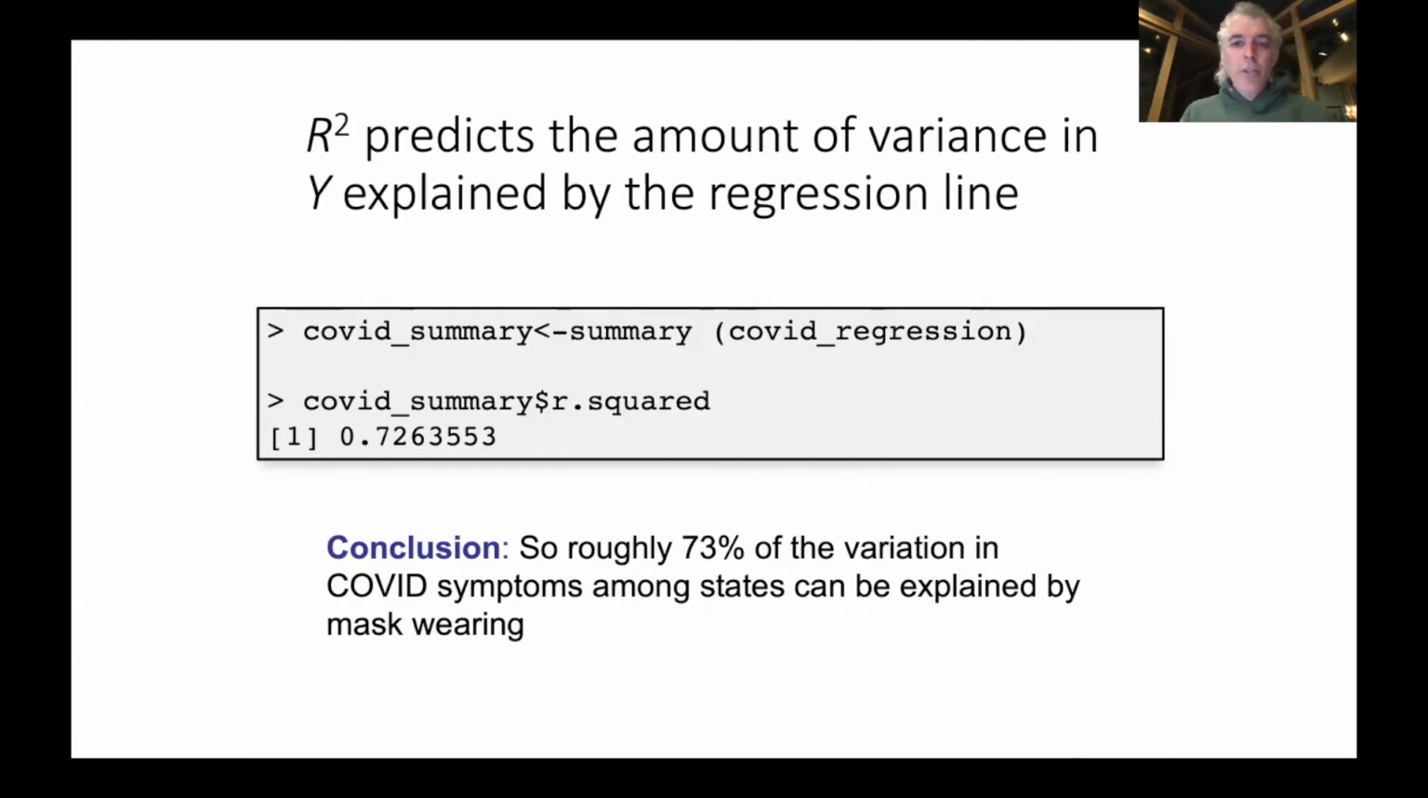In addition to extracting the slope and intercept from our linear model, we can also extract what's called an R-squared value, which is simply the percentage of variation in our Y variable that is explained by variation in our X variable. And so we can use the summary command and the R-squared part of the summary command to extract that: 73% of the variation in COVID symptoms among states can be explained by variation in mask wearing.